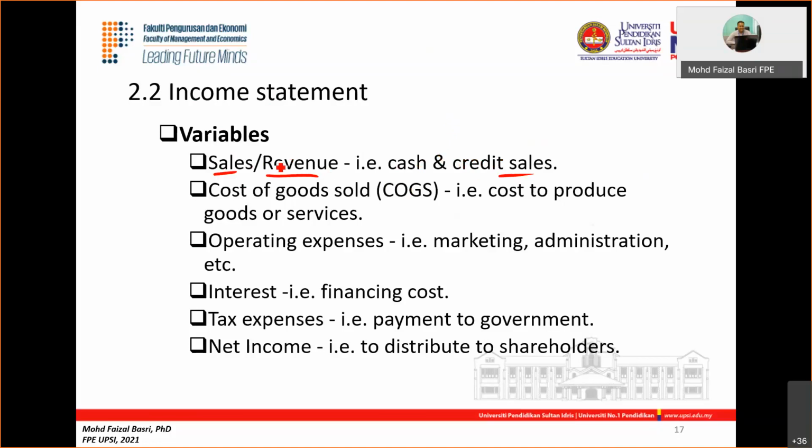They will be part of the revenues. But the cash tu mungkin tak appear lagi lah. The cash punya account tak ada, tapi dia akan appear in account receivable. Okay, but from sales punya point of view, it already happened. So you need to record that. Okay, it will be part of this information, sales or revenue.